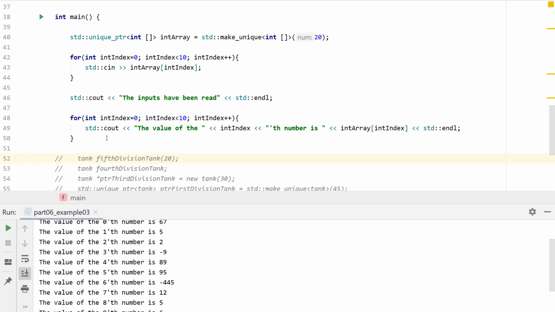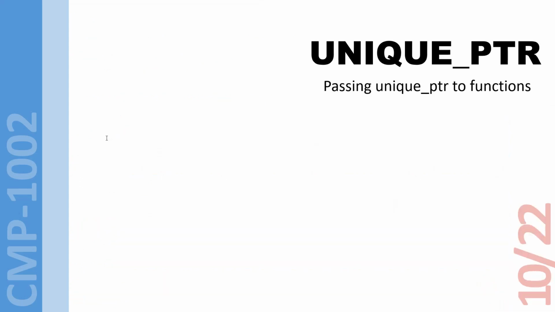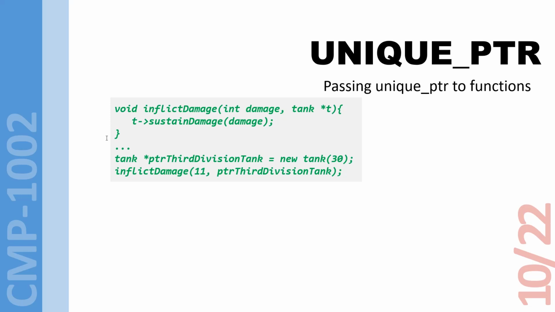Okay. So let's continue with passing unique pointers to functions, because there's a bit of an interesting thing here. If I were to pass a tank object to this inflict damage function by reference, what I'm supposed to do is rewrite this inflict damage function so that it doesn't take any direct objects, but it takes a pointer to an object, like this tank star t. And then instead of t dot sustain damage, I have to say t arrow sustain damage, to say just go to the object whose address is given in t.